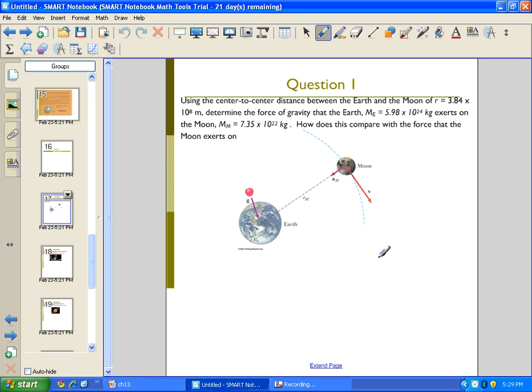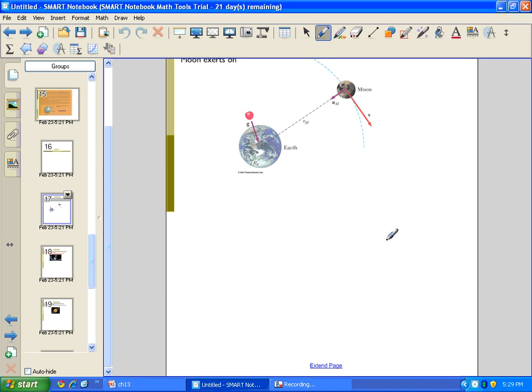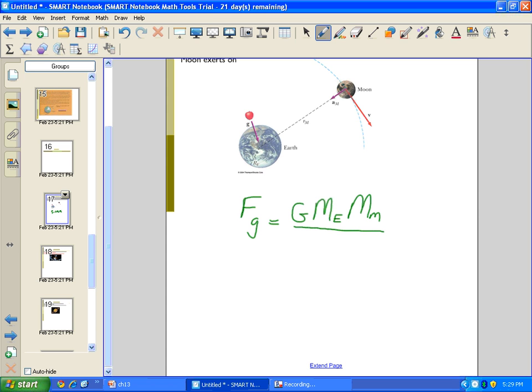Well, let's see. Let's first extend our page here. We need to start with Newton's law of gravitation, which says that the force of gravity between the Earth and the Moon equals big G, the gravitational constant, universal, times the mass of the Earth, that's our m1, times the mass of the Moon, that's our m2, divided by the distance that separates the two.